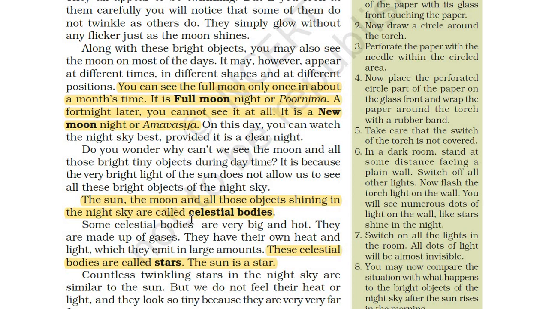Next, we have what are celestial bodies. The sun, the moon and all the objects shining in the night sky, to be specific, are called celestial bodies. These celestial bodies are called stars. The sun is also a star, right?